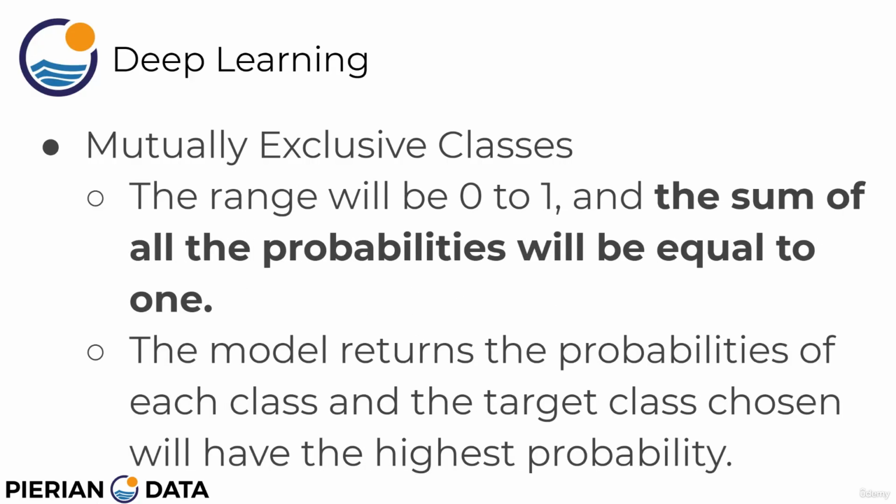So the range will be 0 to 1, and what's really important here is when you're using the softmax activation function, the sum of all the probabilities will be equal to 1. So that means in that output layer, when you're passing in through the softmax function, the sum of all the probabilities in that output layer is equal to 1. So since the model returns the probabilities of each class, the target class is chosen by the neuron that has the highest probability.